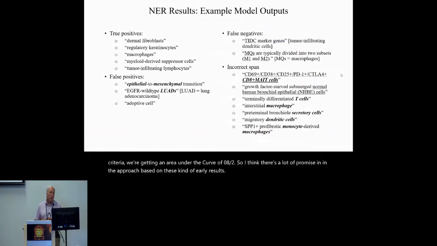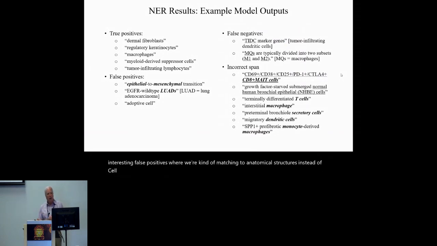So here are some examples of what the results look like. Some examples of true positives: we can recognize things like dermal fibroblasts, regulatory keratinocytes, tumor infiltrating lymphocytes. We can get strict matches of those things using this approach. There are some interesting false positives where we're matching to anatomical structures instead of cell types.